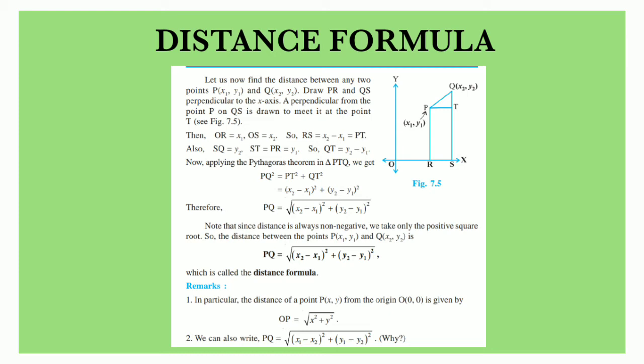Then we select 1, 0, 0, that is origin. The second point is x, y. So apply these 2 points on the distance formula. You will get root of x square plus y square. That is only in the case of origin. You select the first point as origin and the second point any point, you will get root of x square plus y square.